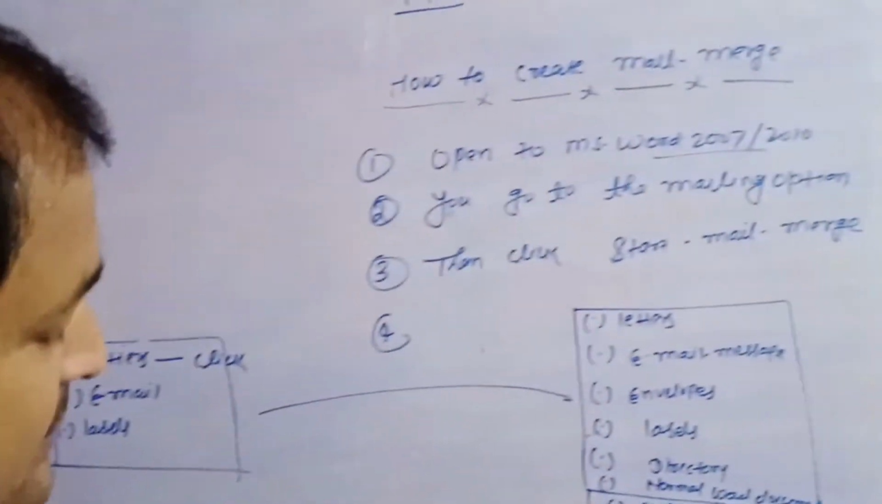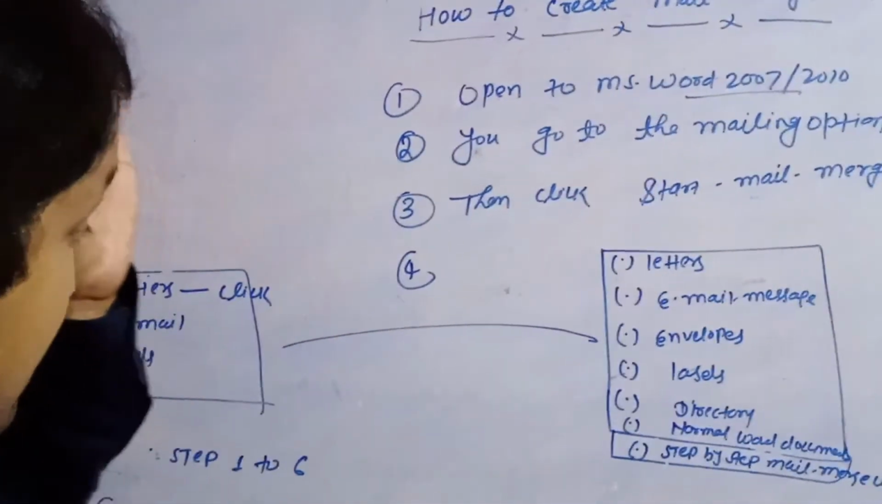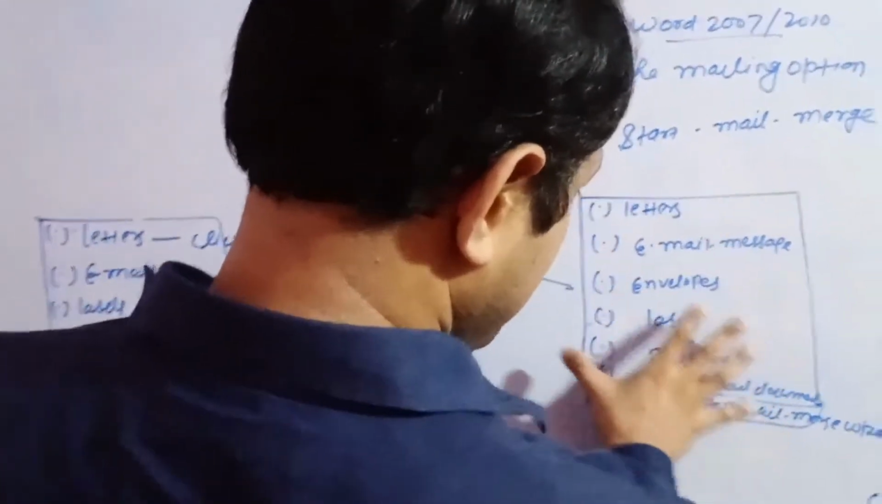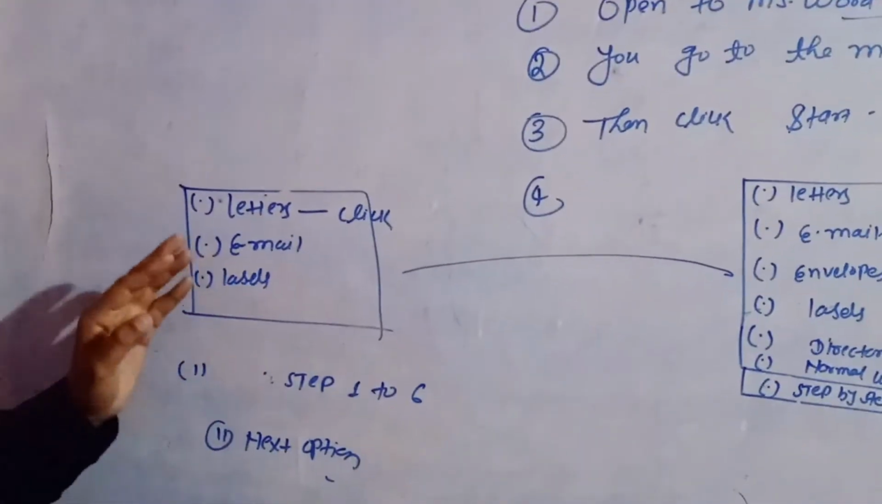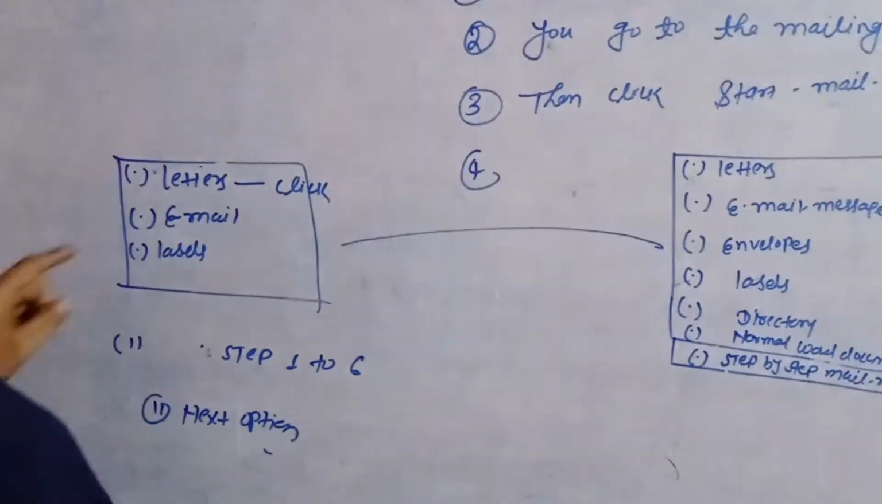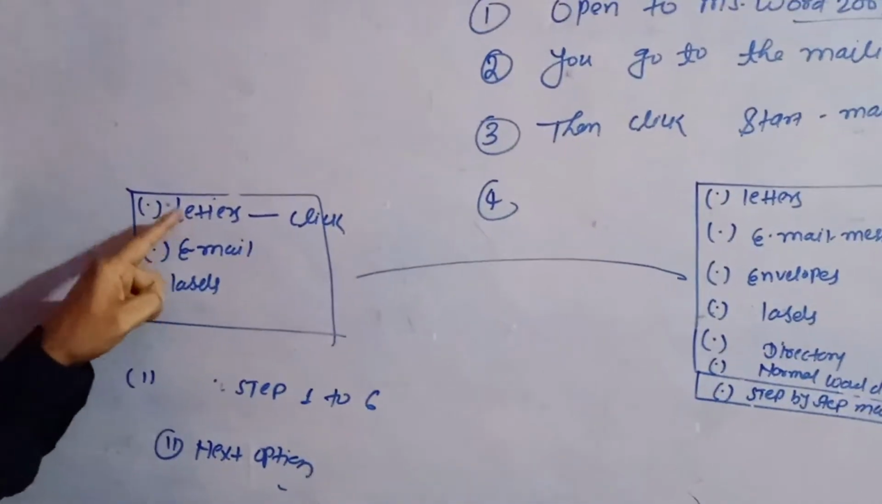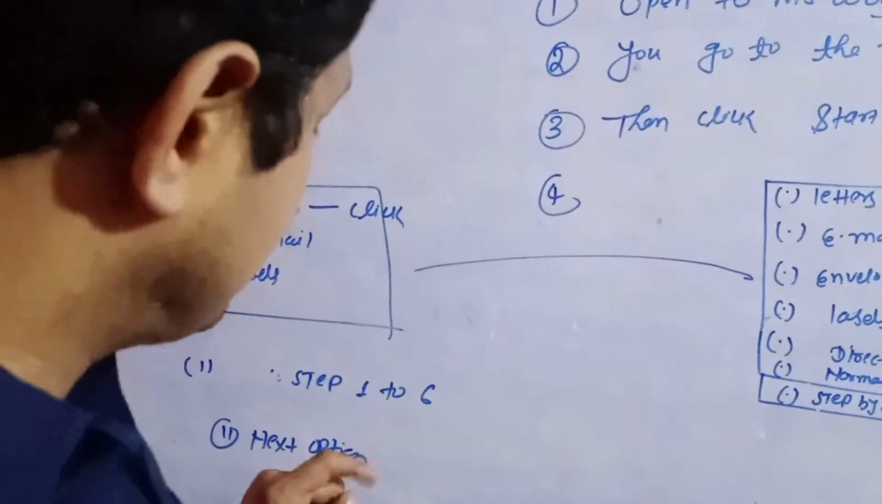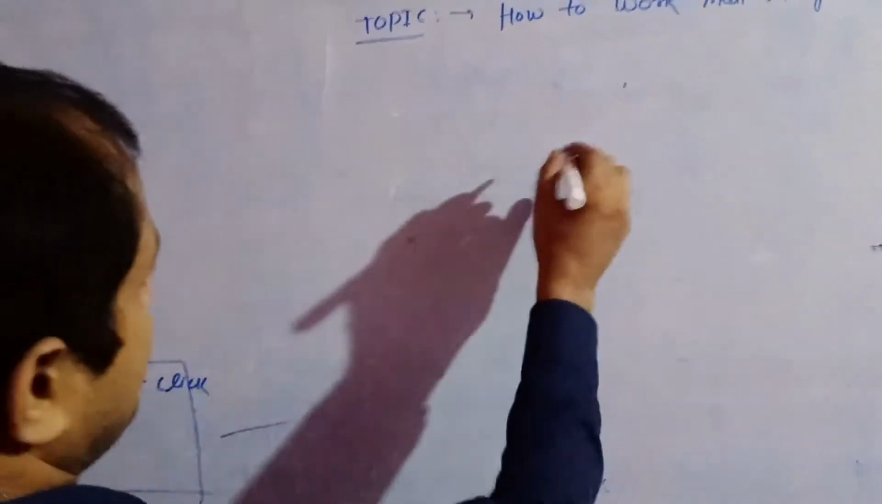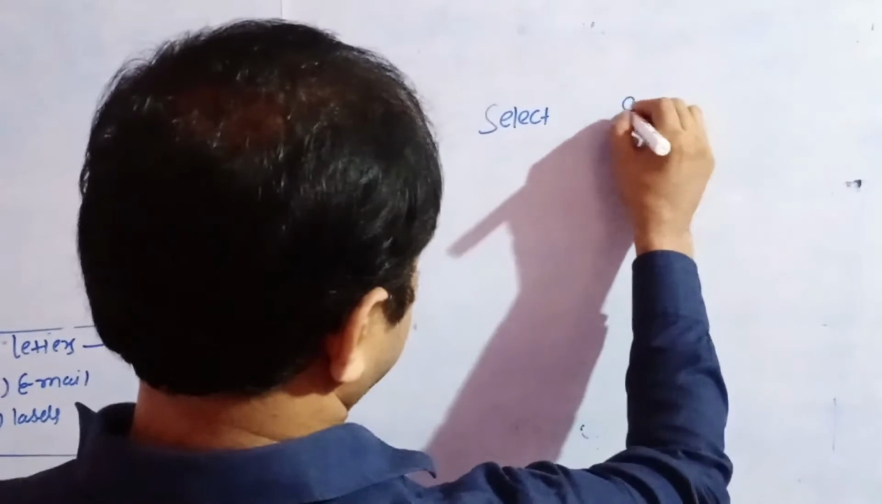My dear student, this is not difficult, because this is not the practical part. I again repeat, start mail merge, letters, one dialog box appears. You go to the step by step mail merge wizard. One dialog box in front of you: letters, emails, envelopes, directory. But you create the letters. Then click the letters, go to the below part and click next option. Then select a starting document.